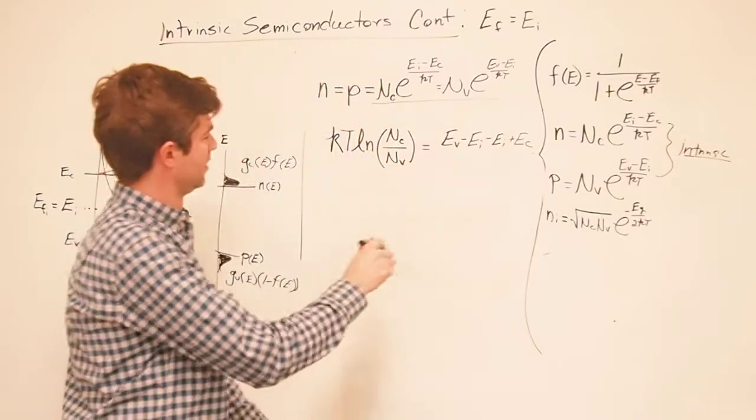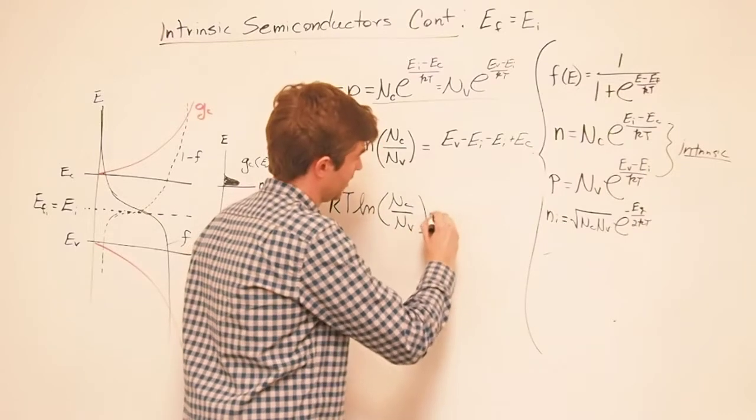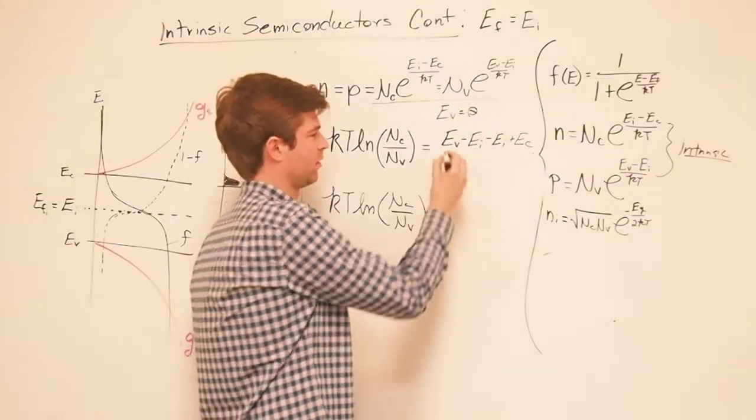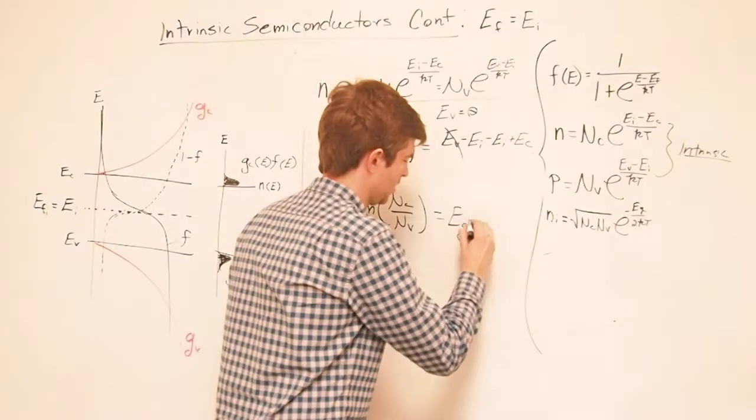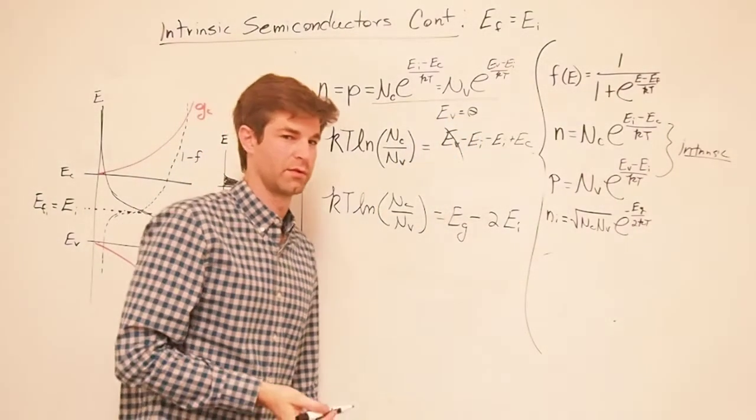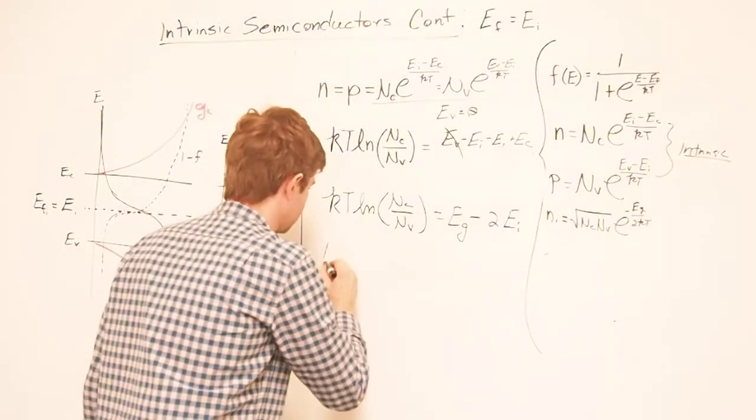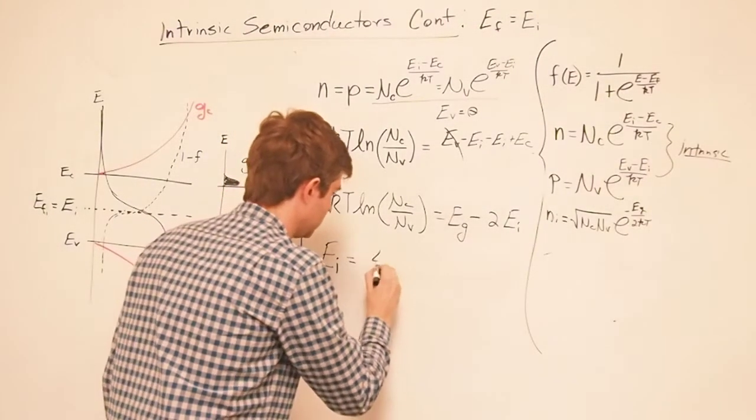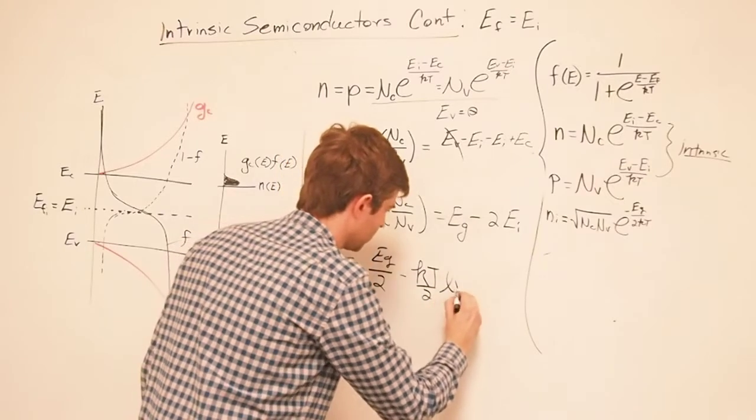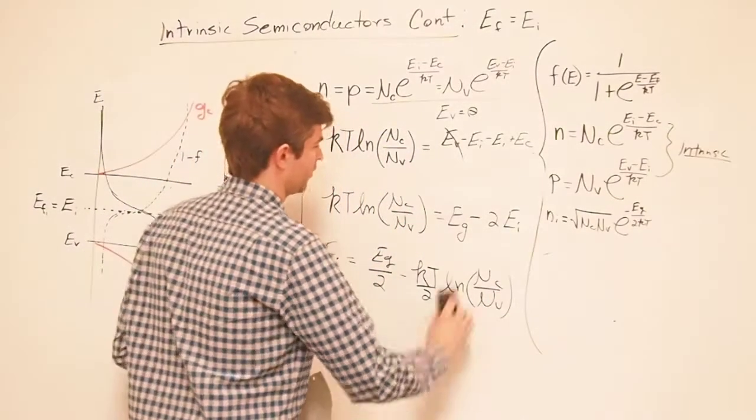Maybe I shouldn't jump ahead so fast. Let me rewrite this. KT ln NC over NV is equal to, if EV equals 0, we reference EV to 0, which means EC is just EG minus 2 EI. Right? Hope that makes sense. We set EV equal to 0 just as a reference, to normalize it. So I'm going to move this over here and divide by 2. So I get EI is equal to EG over 2 minus KT over 2 natural log NC over NV.